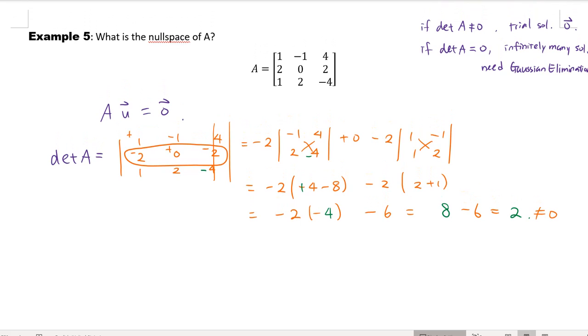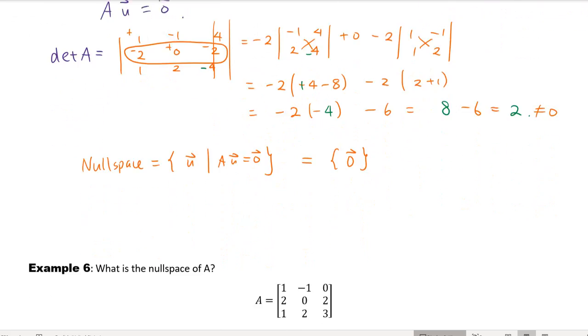Then what is the solution space? So the solution space, the null space, remember, is u such that Au equals 0. But because in this case we only have the trivial vector, this is only the trivial vector. It's the set where we have only one trivial vector, the 0 vector. Okay, let's continue.